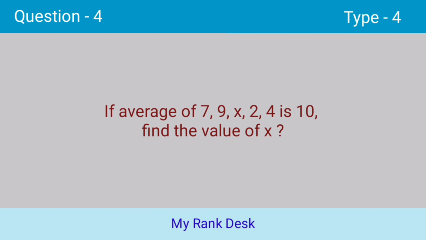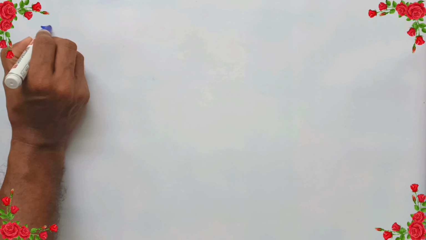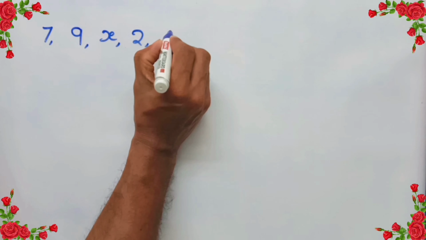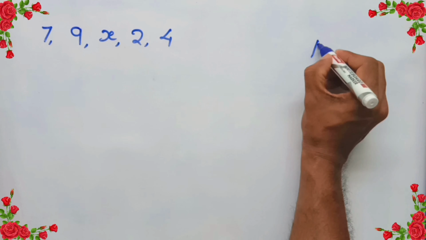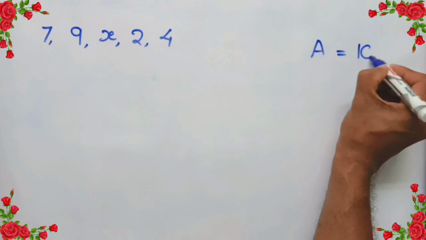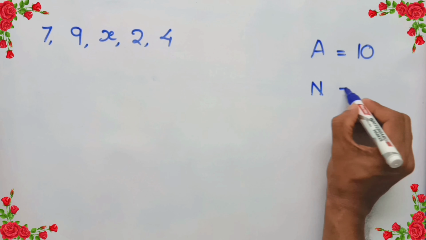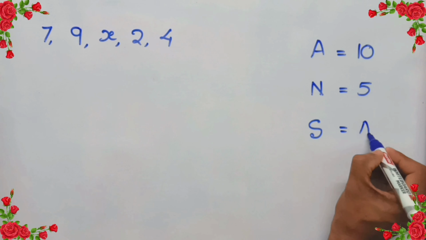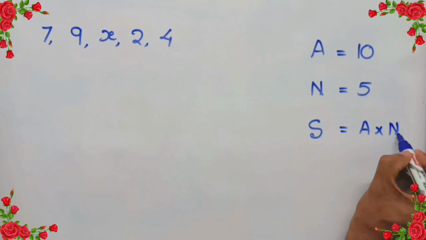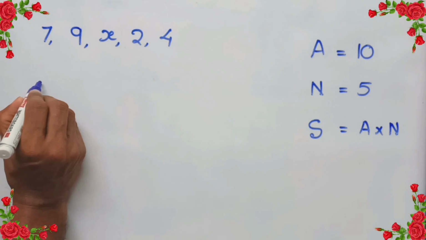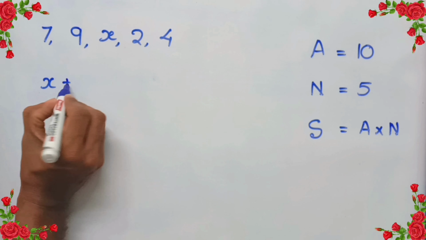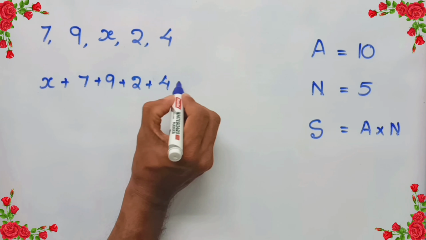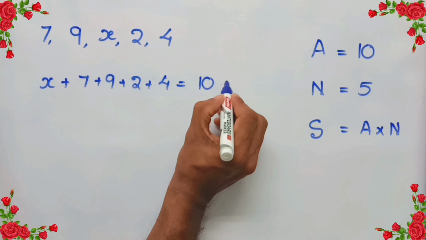Let's find the answer. The given observations are 7, 9, x, 2 and 4. And given that the average of these observations is 10 and we know that the number of terms is 5. Also we know that the formula to find the sum of the terms is S equal to AN. That is, the sum of observations including x and the sum we find by multiplying the average of the observations by the number of observations must be equal.